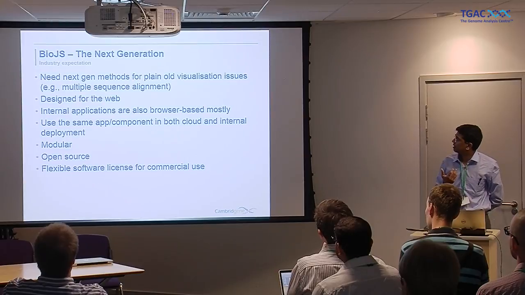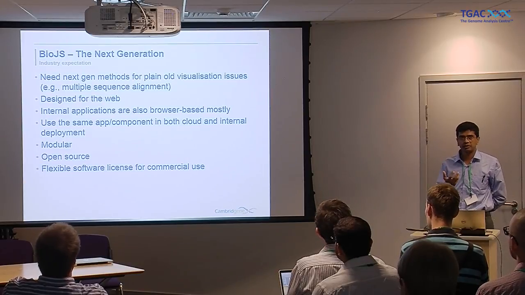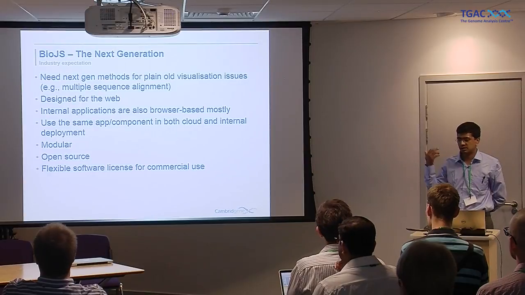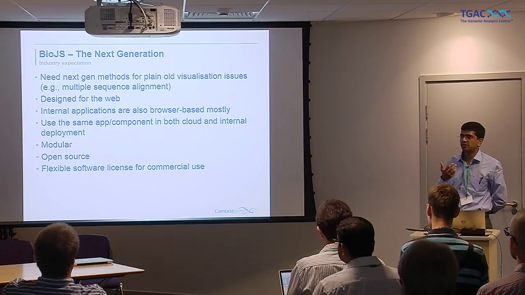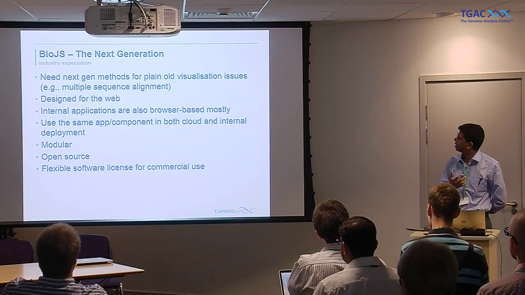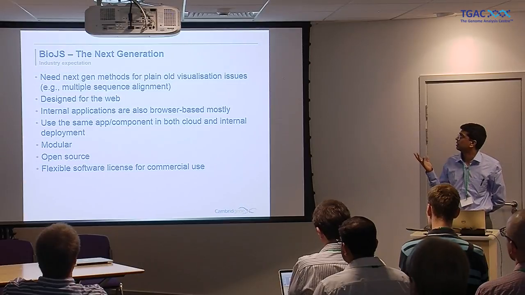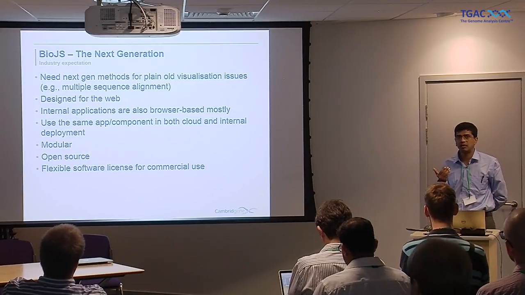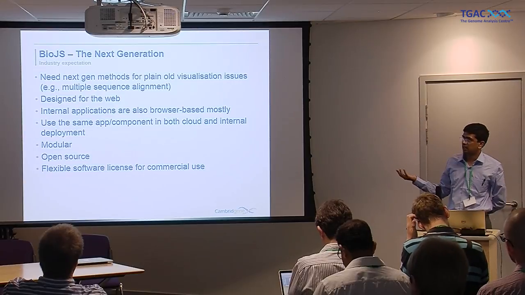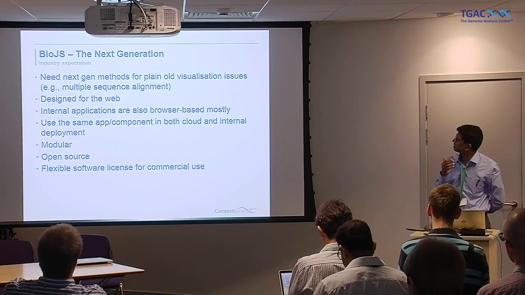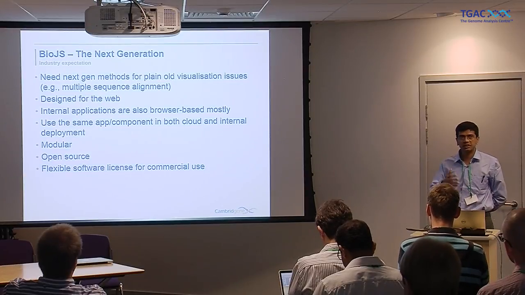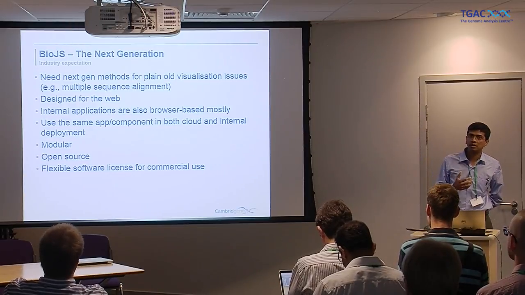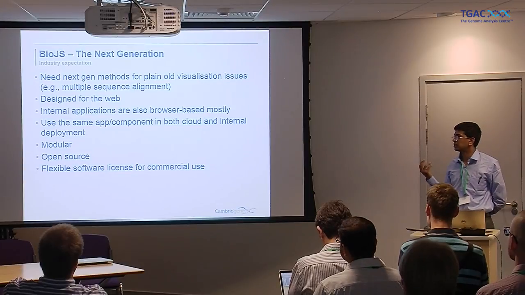So we need next-gen methods, not only for new types of data, but even for old types of data. We used to visualize protein structures in Silicon Graphics, but that's no longer possible. We need to have some kind of very fast JavaScript visualization for the same thing. For example, multiple sequence alignment. BioJS already has a module for that, but we still have to develop new technology in a new platform like BioJS that addresses plain old issues. When we deal with new types of data, we simply forget that we don't have modules for plain old issues. We are actually having this issue right now. So we need new technology for handling plain old issues in a brand new platform.